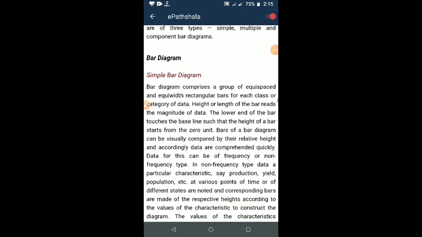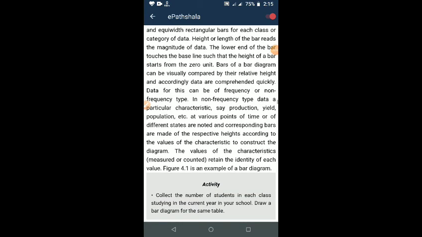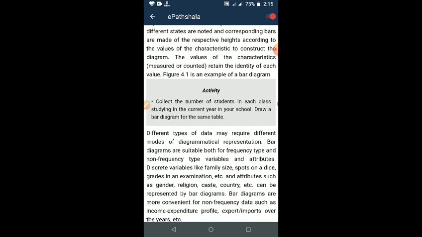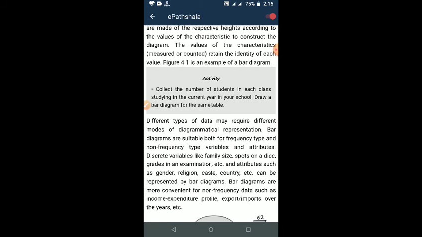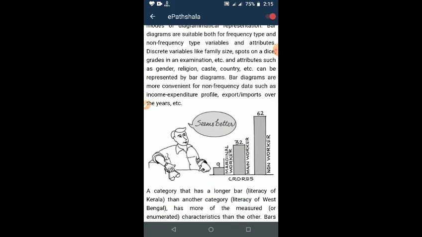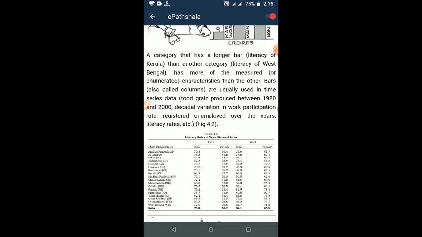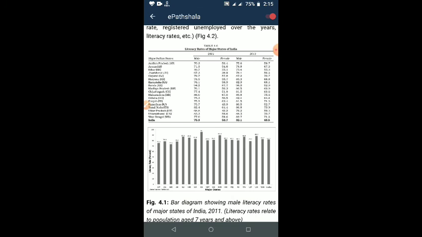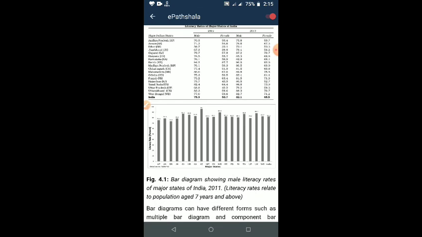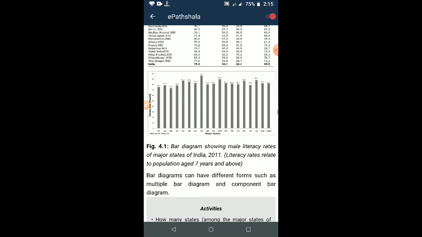We saw that there are simple bar diagrams. You can read here. Different types of data may require different models of diagrammatical representation. You can read here table 4.2 or figure 4.2, figure 4.1. Figure 4.1 bar diagram showing male literacy rate of major states of India in 2011. Literacy rate to population aged 7 years and above.